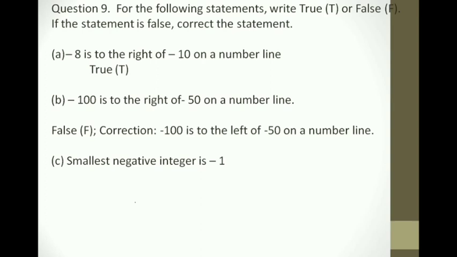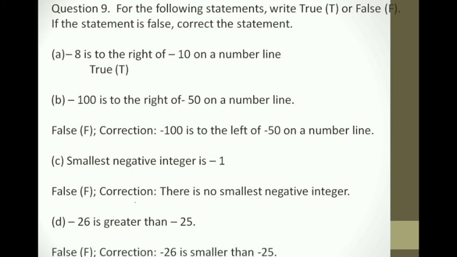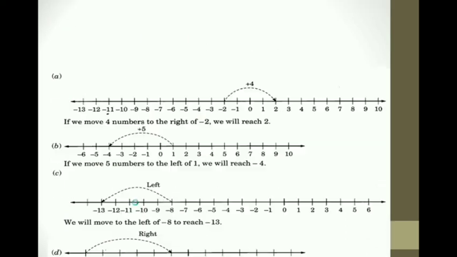Smallest negative integer is negative 1. False. There is no smallest negative integer. There are infinite integers, so we cannot say which one is the smallest negative integer and the biggest positive integer. Negative 26 is greater than negative 25. False, because negative 26 is smaller than negative 25.